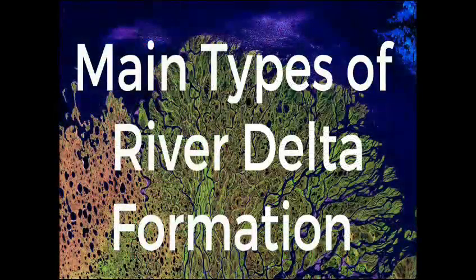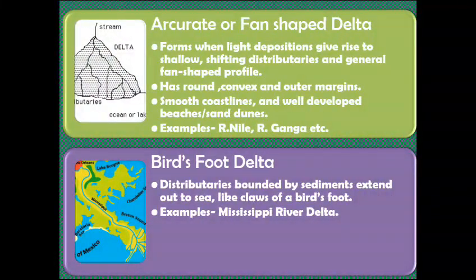Next we have types of river delta. We have four types. First one is arcuate or fan shaped. This stream gets divided into these distributary channels, and this forms a convex outer round margin, and it denotes a fan. So this stream meets the ocean or lake in fan shape. This is the fan shaped delta. We can see River Nile Delta and River Ganges Delta. It's of the same kind.